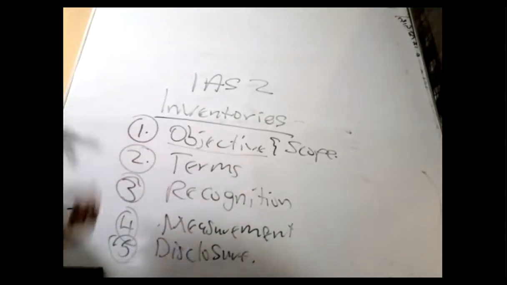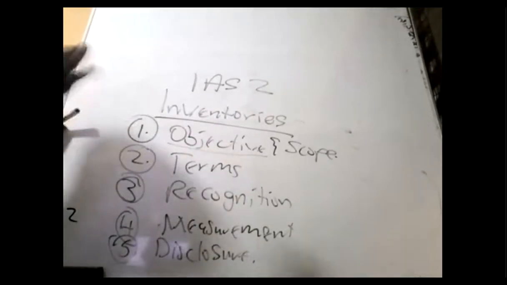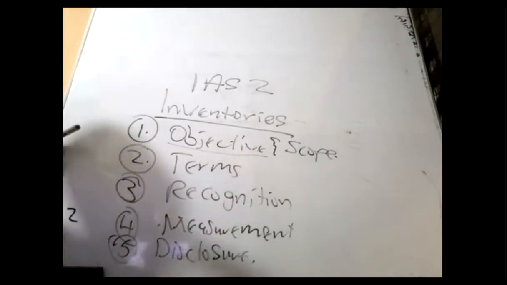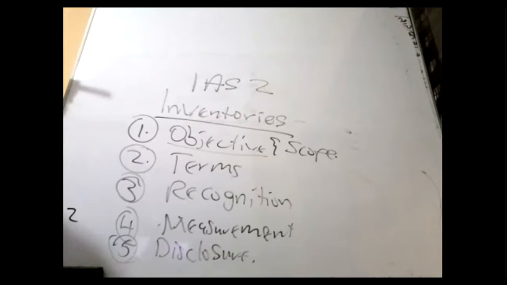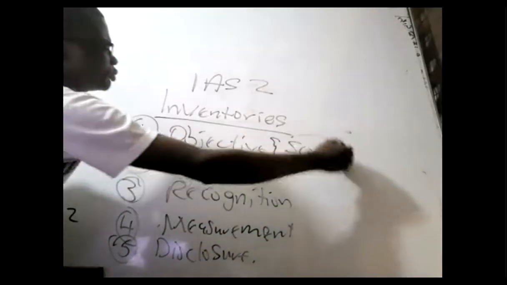So the objective of IAS 2 is just to prescribe the correct treatment of inventory. IAS 2 gives us specific treatment: do it this way and that way, that's all. Unlike the conceptual framework, which gave us general guidance, the IFRS gives us specific guidance. Good. Let's go to the scope.